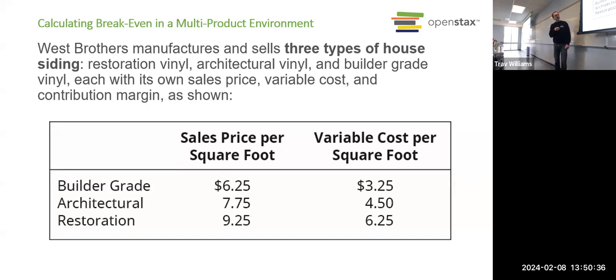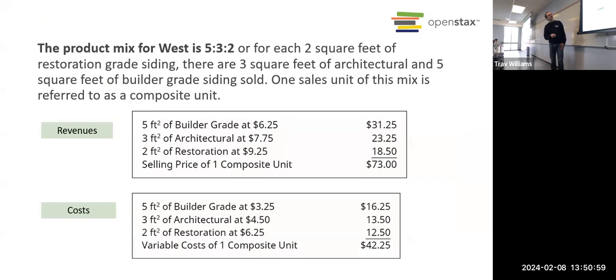So they have three different qualities of siding. So those are their three different products. And you see each one has its own sales price per square foot and variable cost per square foot, right? So if we didn't have this method and we had to figure out what's their break-even point, it'd be really difficult. But fortunately, we do have this method.